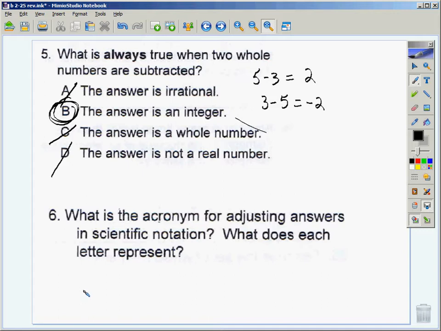What is the acronym for adjusting scientific notation, and what does each letter represent? Marcus? It's LARS, which stands for left, add, right, subtract.